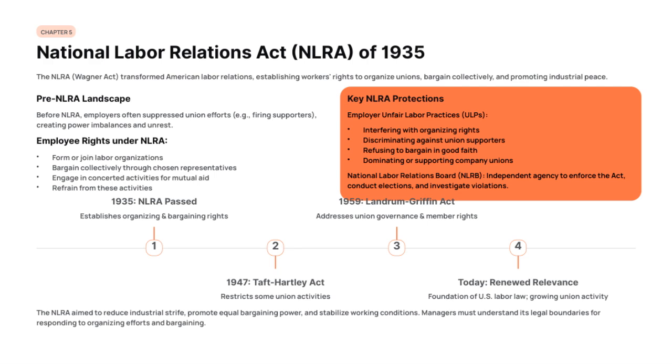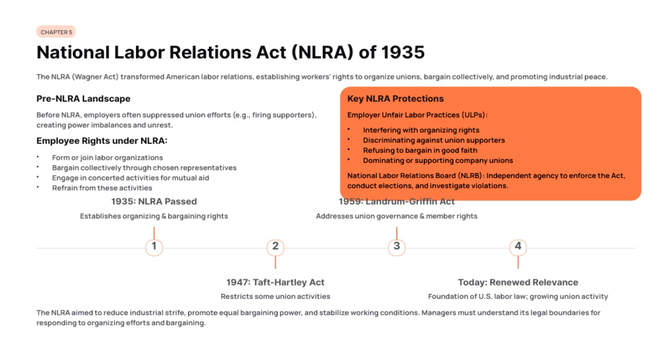At the core of the NLRA is the National Labor Relations Board, or NLRB, an independent agency responsible for enforcing the law, conducting elections, and investigating violations. Employers must be careful not to interfere with employees' organizing rights, discriminate against union supporters, refuse to bargain in good faith, or support company unions, as these actions are considered unfair labor practices.